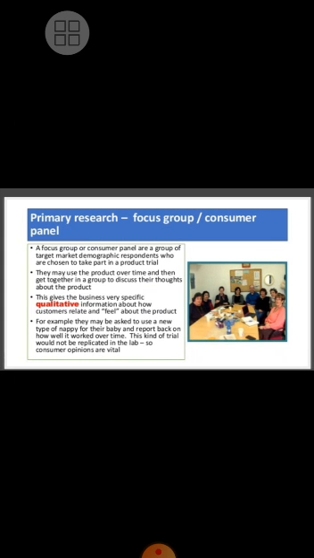Okay, the next is focus groups and the consumer panels. A focus group or consumer panel are a group of target market demographic respondents who are chosen to take part in a product trial. They may use the product over time and then get together in a group to discuss their thoughts about the product. This gives the business very specific qualitative information about how customers relate and feel about the product. Just like an example is given that they may be asked to use a new type of diapers for their baby and report back on how well it worked over time. This kind of trial would not be replicated in the lab, so consumers' opinion are vital.